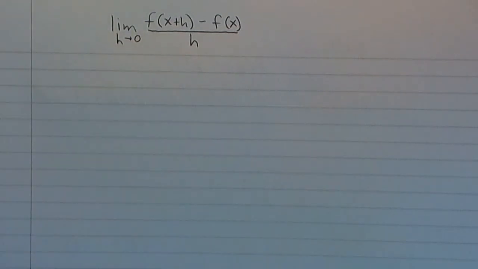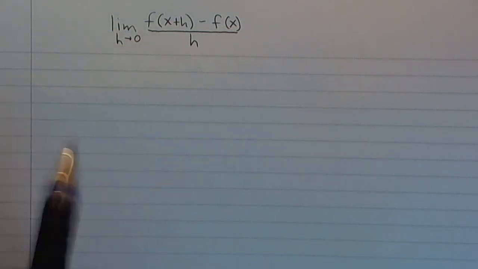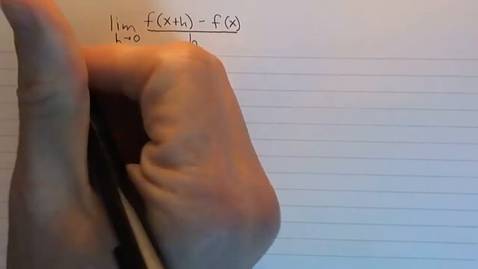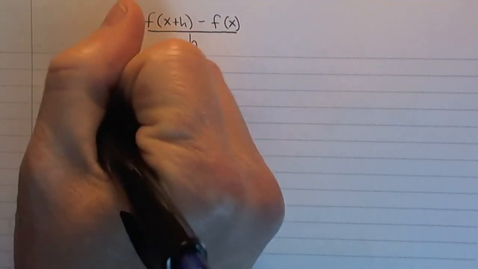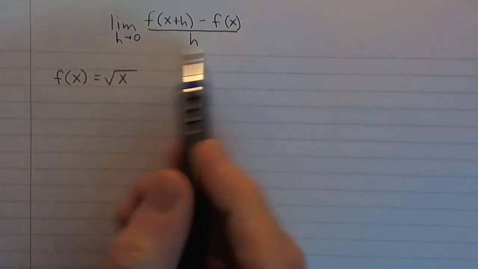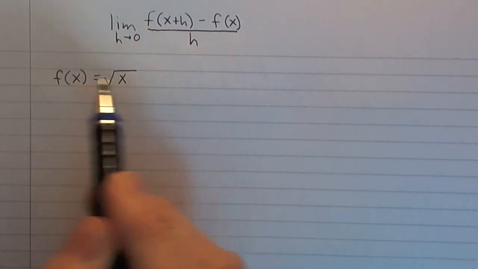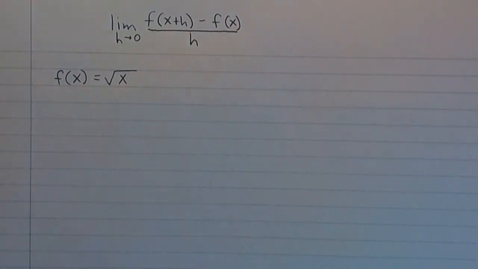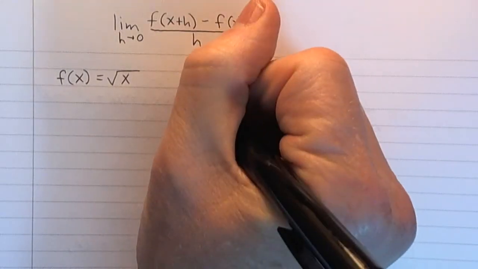Okay, I want to look at how we would go about simplifying the difference quotient for a function like this. Let's suppose we've got the square root of x, and we want to simplify the difference quotient. We want to use the definition of a derivative to find the derivative.